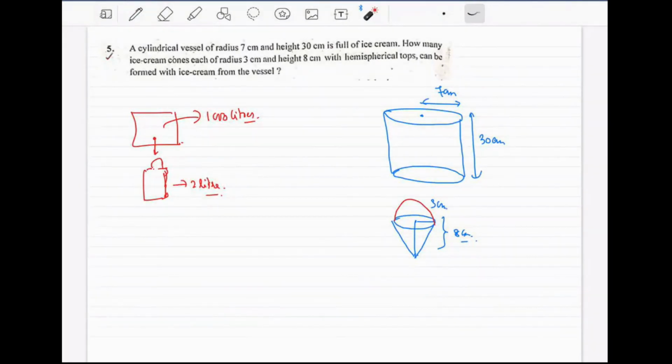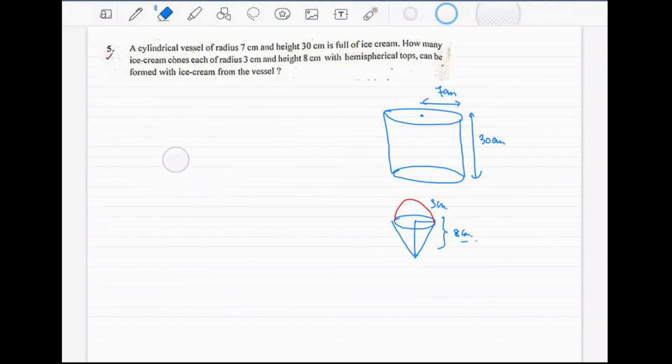So bearing that concept in mind, what we have got here is an ice cream can full of ice cream. We don't know its volume. We can find it out, right? If we know the radius and the height. So this ice cream can has a certain capacity. From this, we have to fill ice cream cones, which have a smaller capacity. How many ice cream cones can be filled?